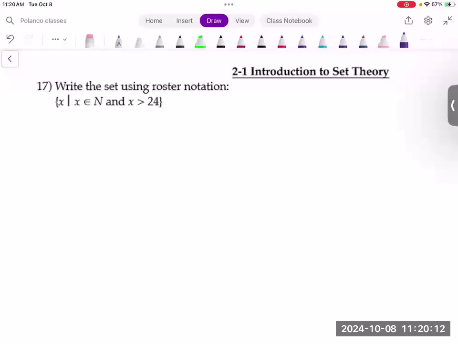Okay, question number 17 here. They want you to write the set in roster notation. So roster notation, basically, you want to list the numbers. All right, what is the first number, what is the second number, third number. So here, this is a set of numbers.